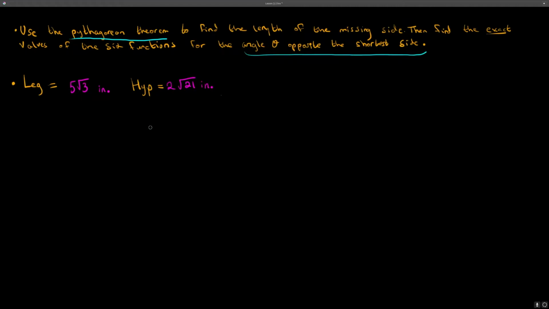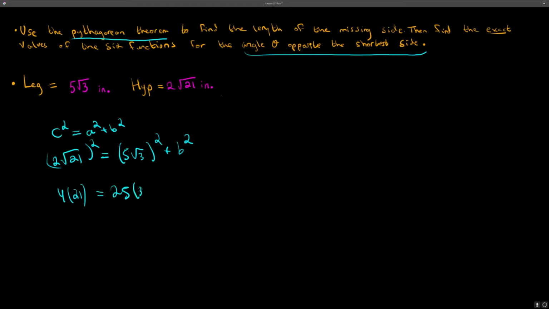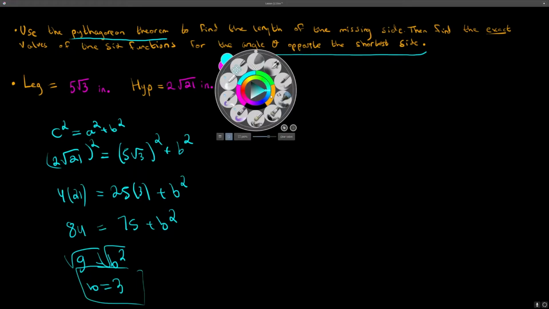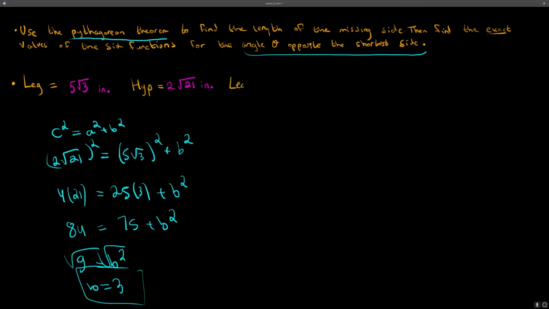So for the missing side, we have the leg and we have the hypotenuse. So we're missing one side. So it's going to be c squared is equal to a squared plus b squared. We have the hypotenuse, so 2 radical 21 squared is equal to 5 radical 3 squared plus b squared. And then you can just solve this. 4 times 21 is equal to 25 times 3 plus b squared, so 84 equals 75 plus b squared. And then 9 is equal to b squared. B is equal to 3. So the shortest side is going to be 3 inch.